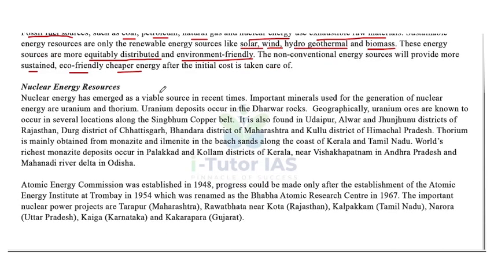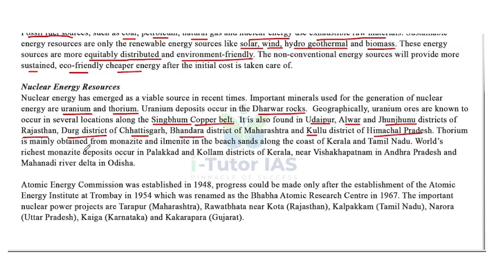Nuclear energy resources. Nuclear energy has emerged as a viable source in recent times. Important minerals used for the generation of nuclear energy are uranium and thorium. Uranium deposits occur in the Dharwar rocks. Geographically, uranium ores are known to occur in several locations along the Singhbhum copper belt, and it is also found in the Udaipur, Alwar, and Jhunjhunu districts of Rajasthan, then Durg district of Chhattisgarh, Bhandara district of Maharashtra, and Kullu district of Himachal Pradesh.